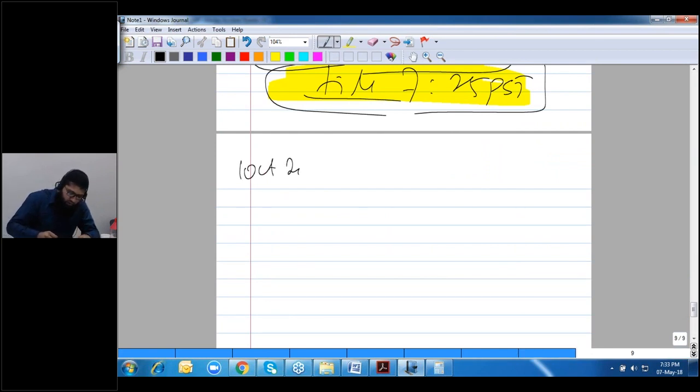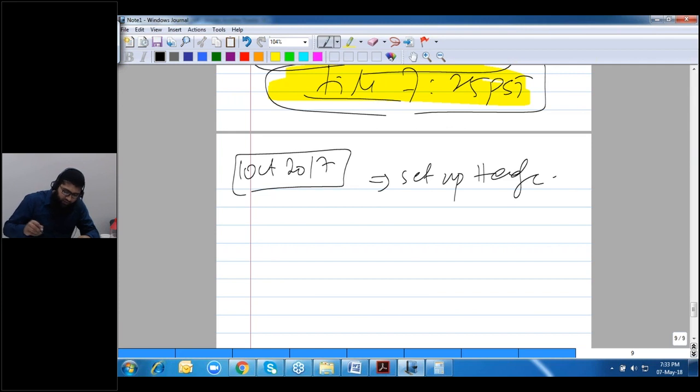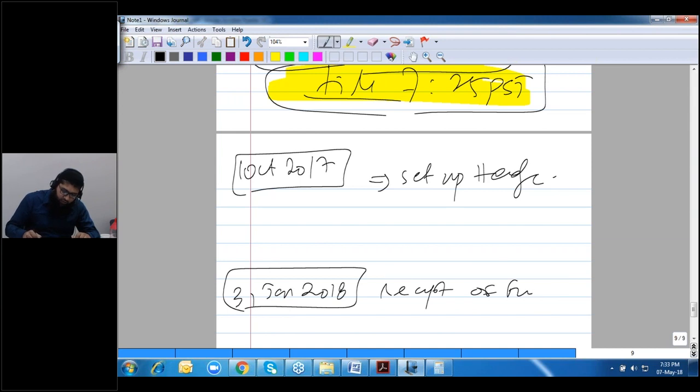On 1st October 2017, we have bought the 90 contracts, and we have just stayed calm because on 1st October we set up the hedge. The hedge is being set up now. So what is actually going to happen? On 31st January 2018, we are going to have a receipt of funds, and we are going to invest.